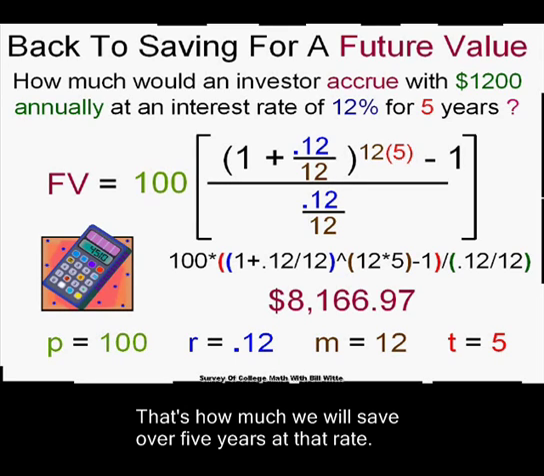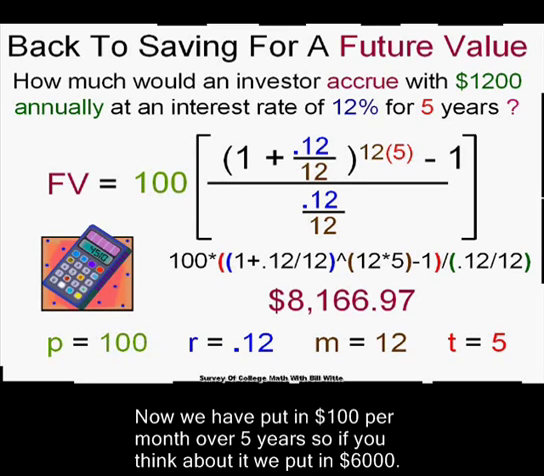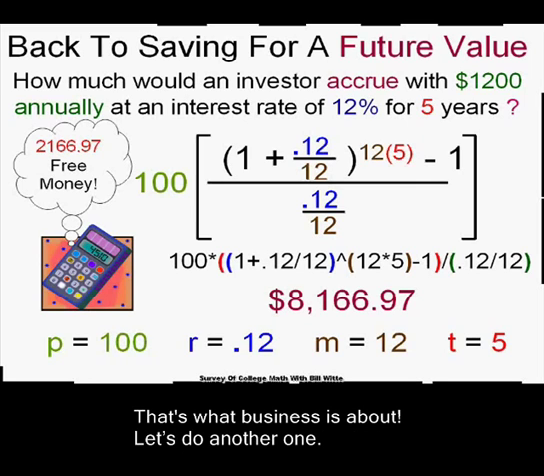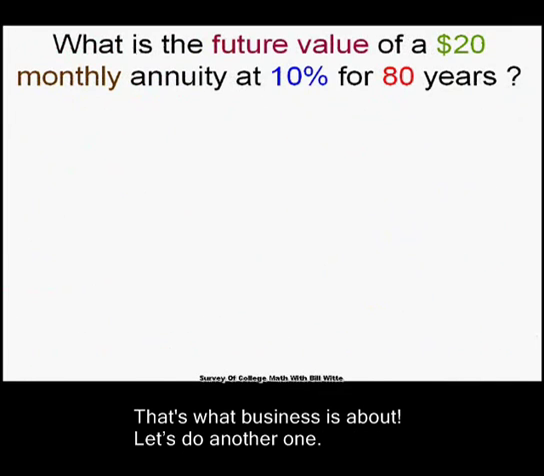Okay, that's how much we'll save over 5 years. Now, we had put in $100 a month for 5 years. So if you think about it, we had put in $6,000. So we really got an interest of $2,166.97 of free money. That's what business is about. Okay? Then you'll come again.